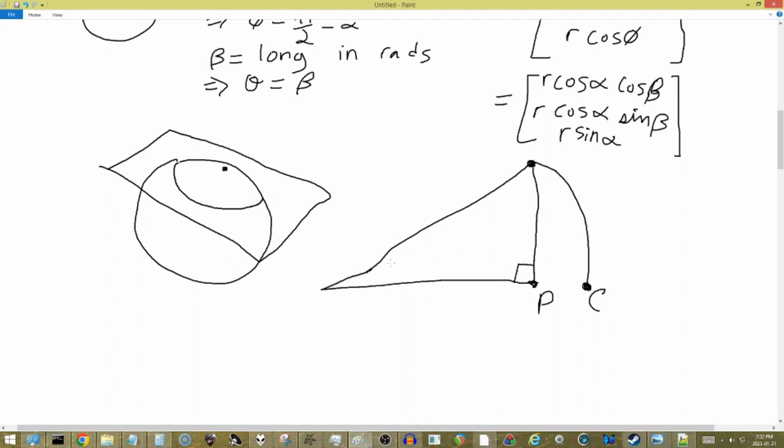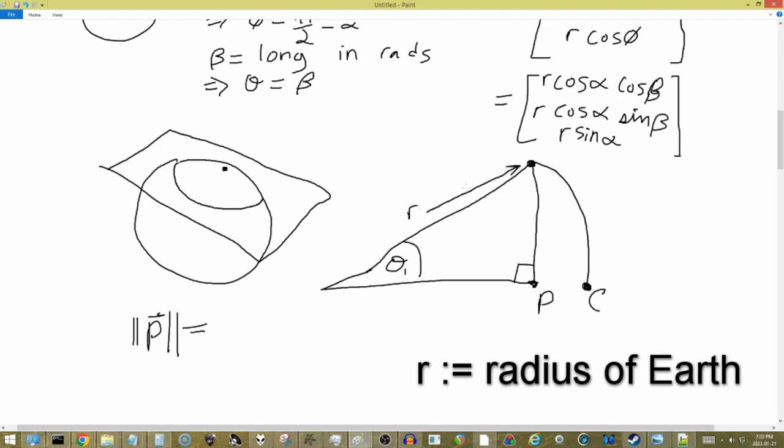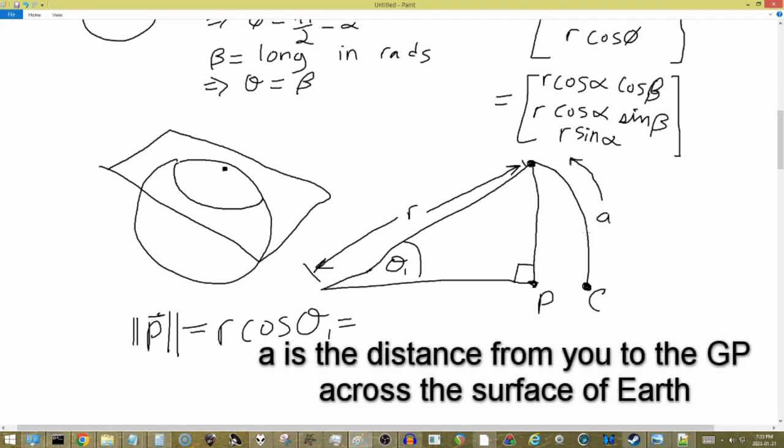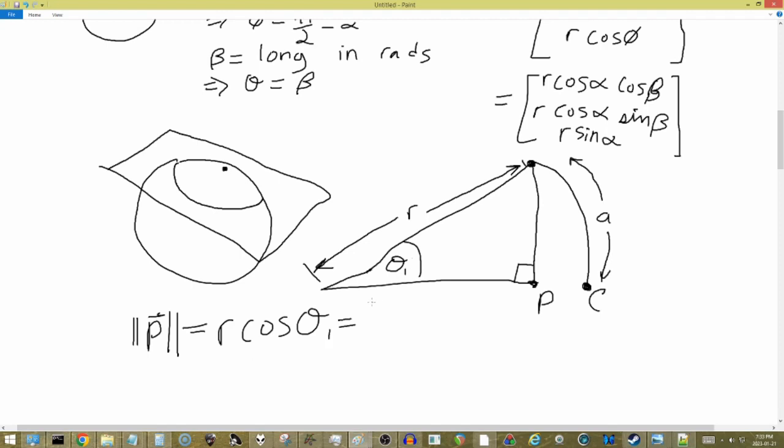Okay, so if we call this angle here theta 1, then the magnitude of P, if we treat P as a vector, is equal to, this is the radius of the Earth here, r cos theta 1. This arc length here is the distance from the GP, and we just use a simple formula there: theta 1 is equal to a over r, so we got r cos a over r. That's the magnitude of P right there.